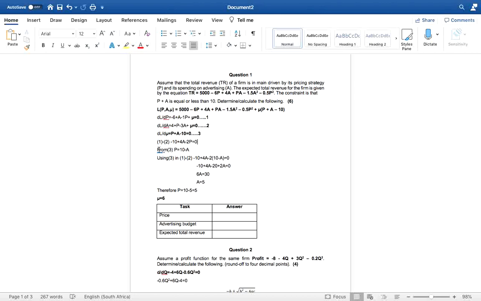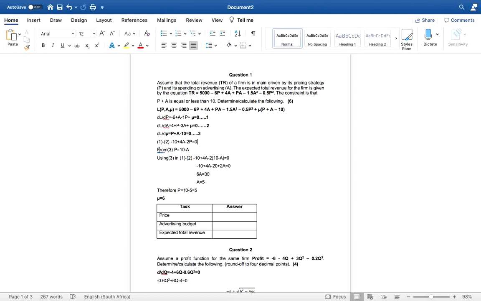So the first thing that you're going to do is compute your Lagrange function, which is going to be 5,000 minus 6P plus 4A plus PA minus 1.5A squared minus 0.5P squared plus mu times (P plus A minus 10).